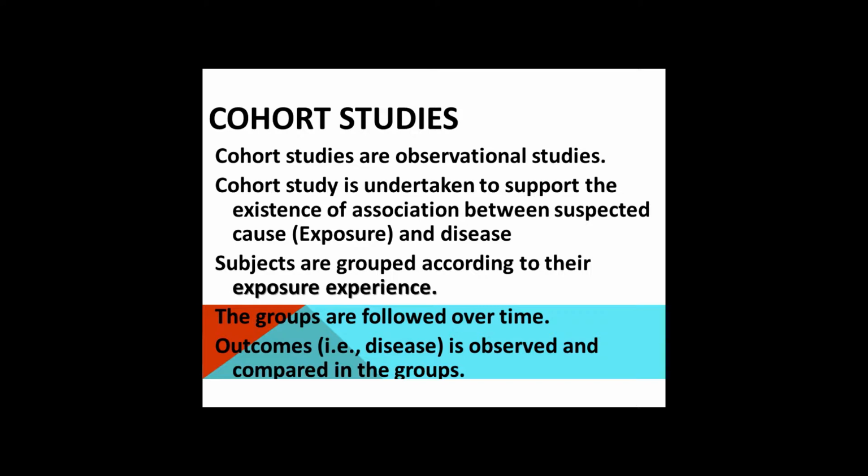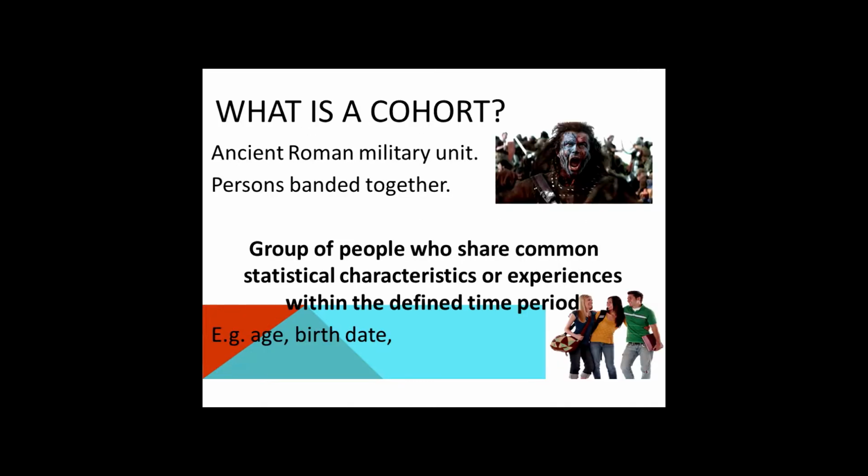Cohort studies are, of course, observational. A cohort study is undertaken to support the existence of an association between an expected exposure and a disease. Subjects are grouped according to their exposure experience. This is in contrast to a case control study, in which people are grouped based on their disease state. And then these groups are followed or looked back on over time, and the outcomes are observed.